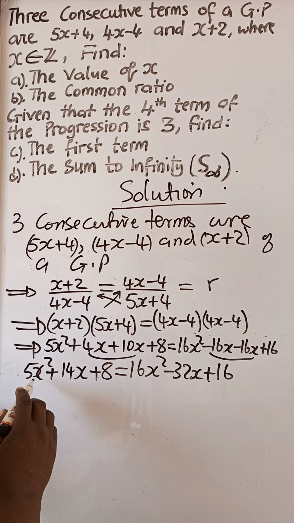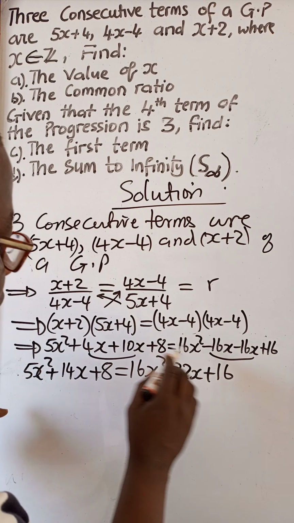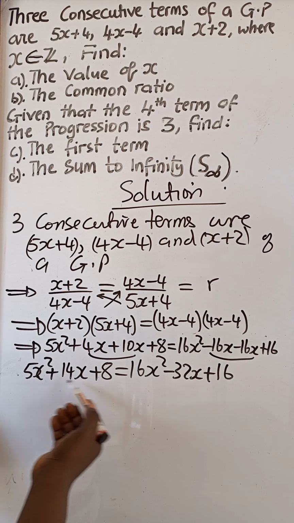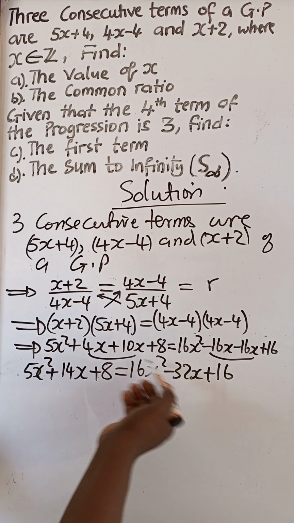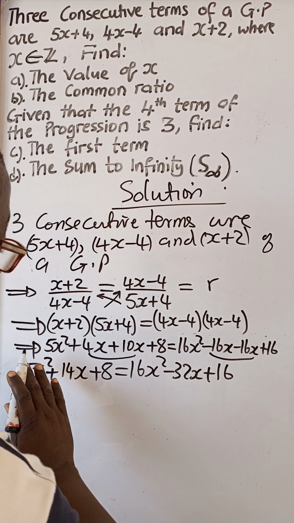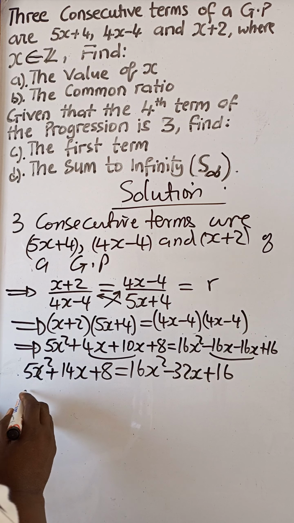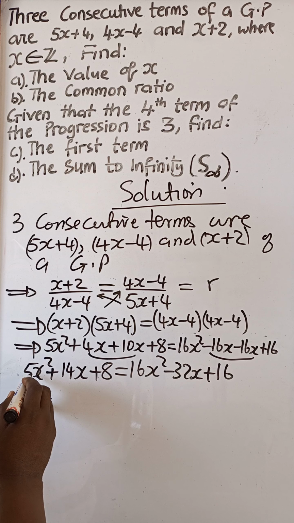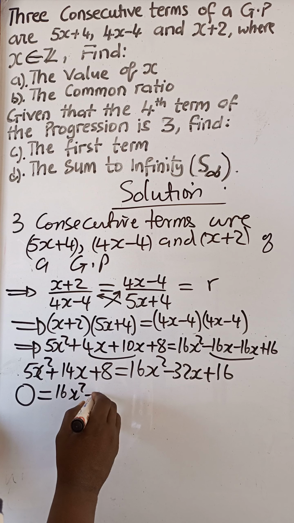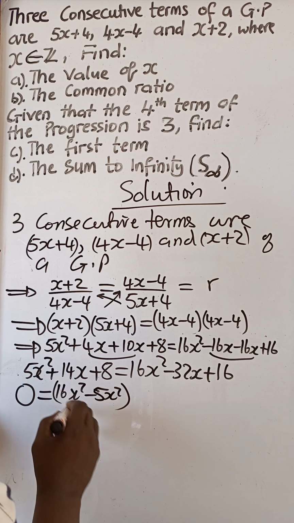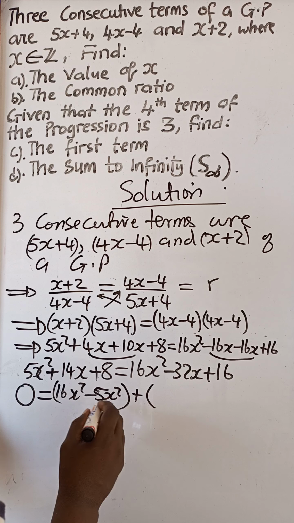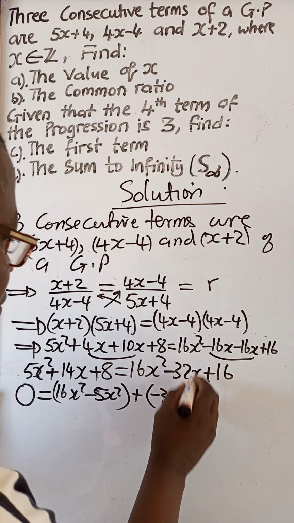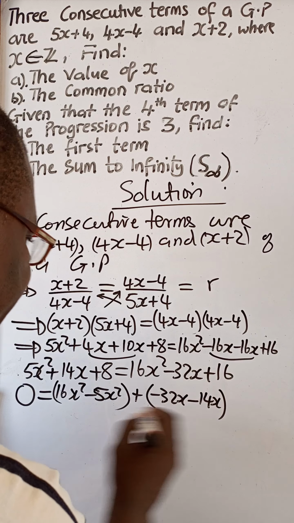So if we look, it will be preferable to take everything from the left hand side to the right hand side, because I see 16x squared and this is just 5x squared. It's easier to work with 16 minus 5 than 5 minus 16. That way I have 0 here. So I come over here, it will be 16x squared minus 5x squared. Alright, for the x squared, then we'll now take for the x terms. We have negative 32x plus 14x going that way becomes negative 14x.